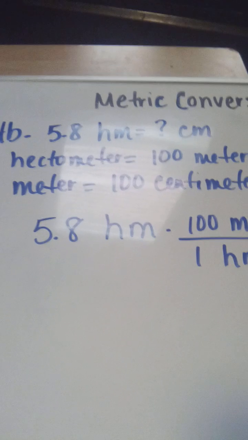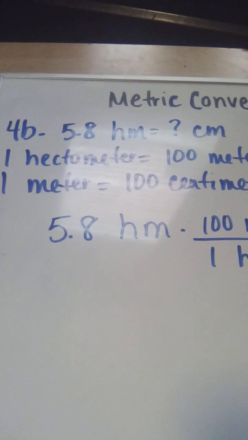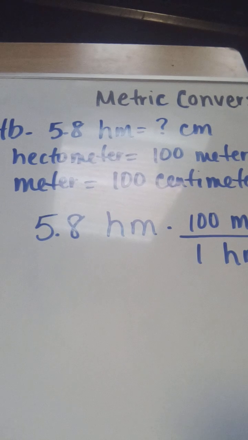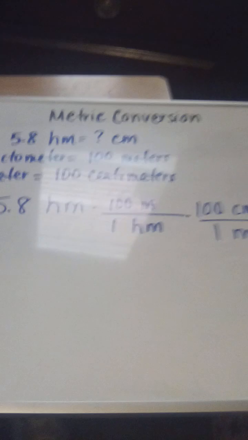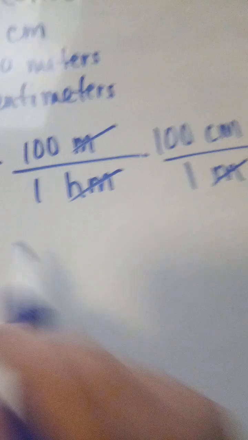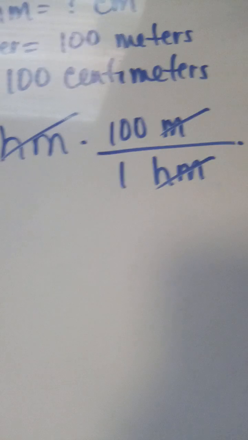Now we're going to do meters and centimeters. Is it the 100 meters as a numerator over 1 or 1 meter over 100? 100 centimeters over 1. Very good. All right. Can you see it? Now we cancel out the units. Focusing on this, we have centimeters left. So we have 5.8 times 100 times 100.